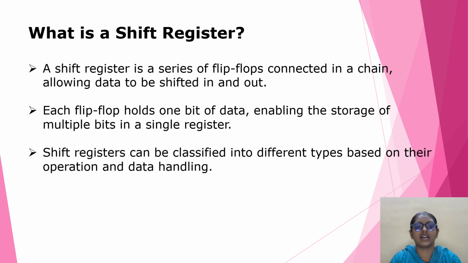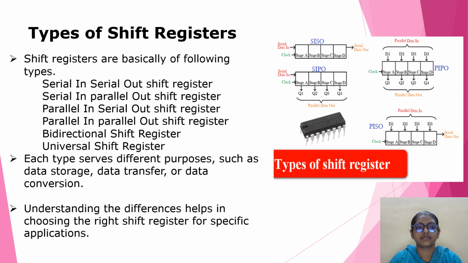What is a shift register? A shift register is a series of flip-flops connected in a chain allowing data to be shifted in and out. Each flip-flop holds one bit of data, enabling the storage of multiple bits in a single register. Shift registers can be classified into different types based on their operation and data handling.